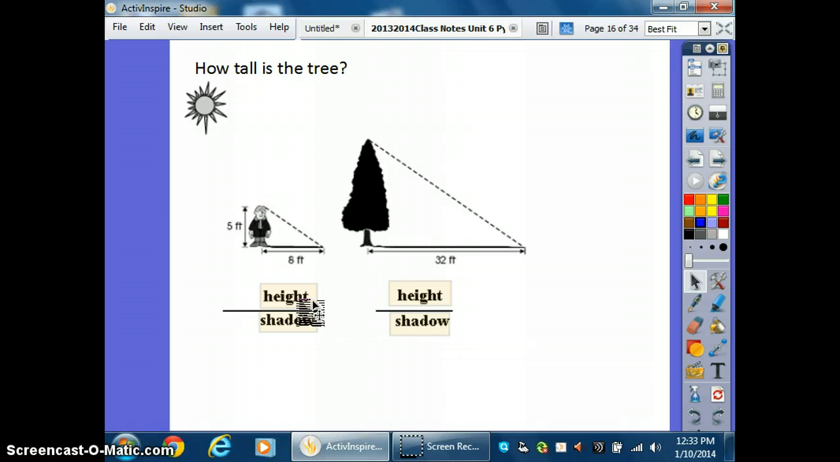Well, we can see that the man's height is 5 feet, and his shadow is 8 feet. The height of the evergreen tree we don't know, so we'll call it X, and its shadow is 32 feet. This is a proportion, so we'll set them equal to each other, and we'll use our cross products to solve.